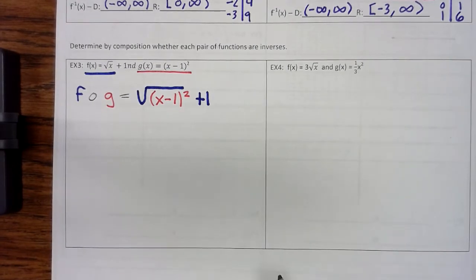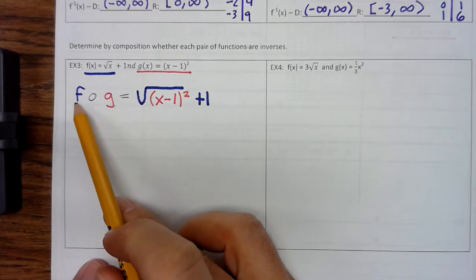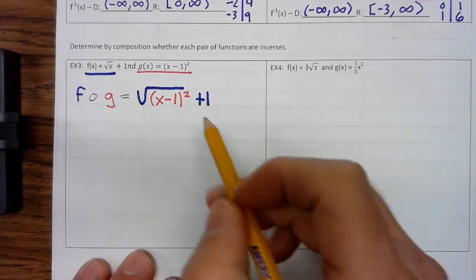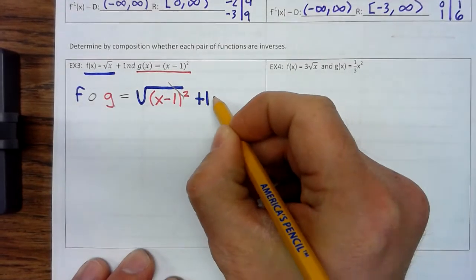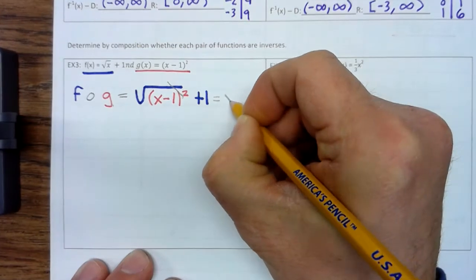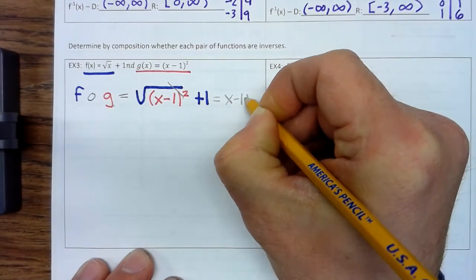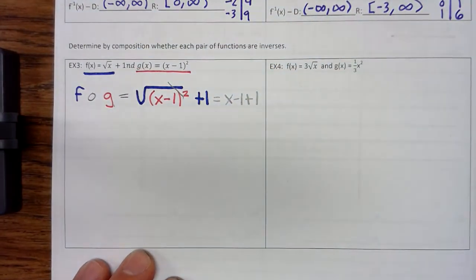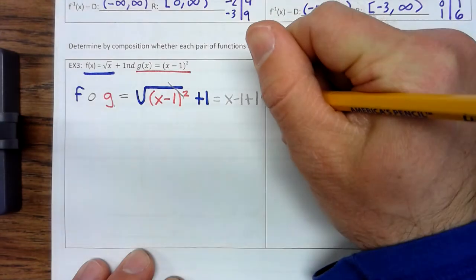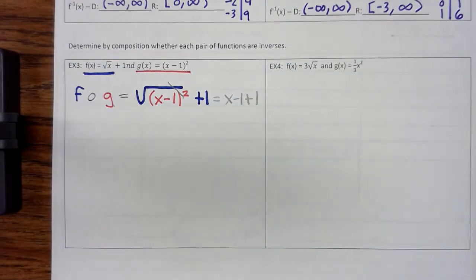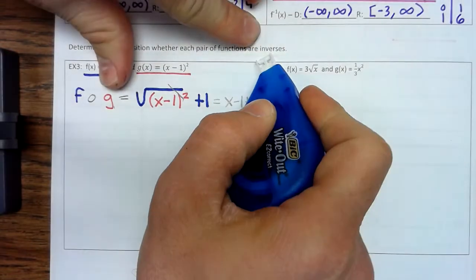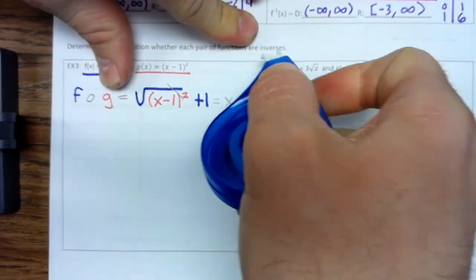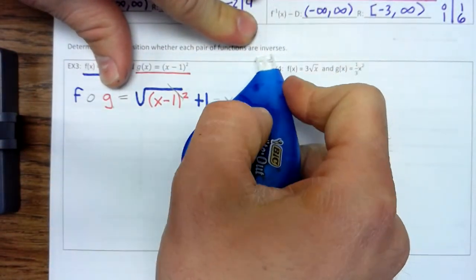Okay, so basically what we're saying is g of x went into f of x. Now we simplify. This becomes the power of 1, so we're left with x minus 1 plus 1, which equals, and I'm actually going to steal that line. I'm going to move it using something called whiteout. It's pretty cool stuff.